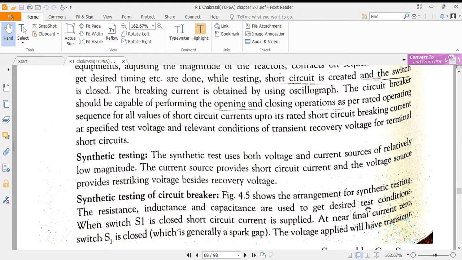The circuit breaking current which we are applying, on application of this short circuit current, it is expected that the circuit breaker to perform its expected operations.